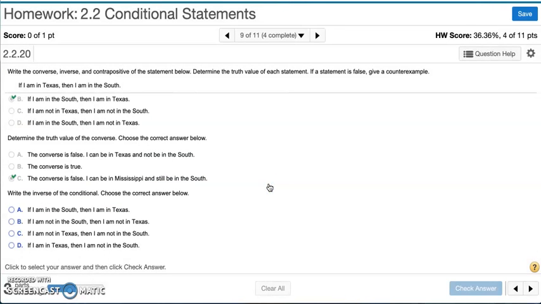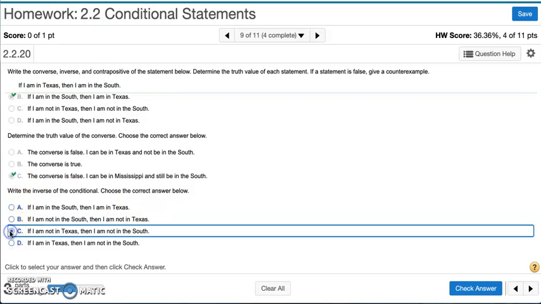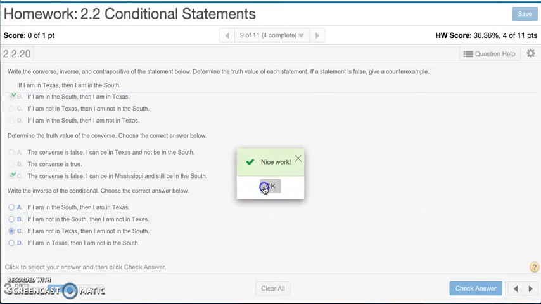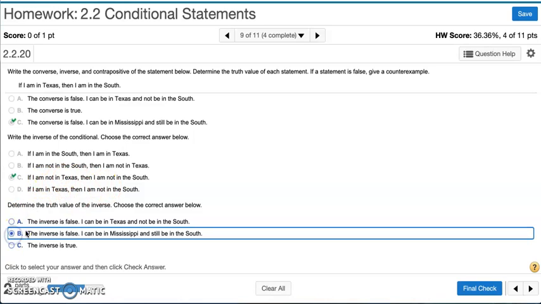Now it wants the inverse of the original conditional. To do so, we'd have to turn them into the negative, saying if I am not in Texas, then I am not in the South. So determine the truth value of the inverse. So once again, just because we're not in Texas doesn't mean we're not in the South. Like we can be in Mississippi and still be in the South.